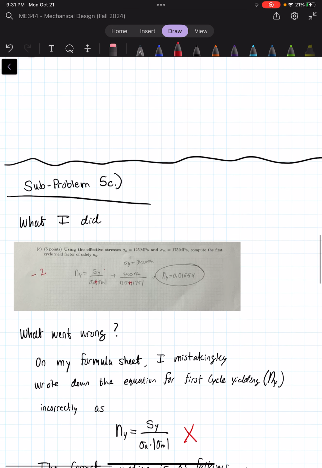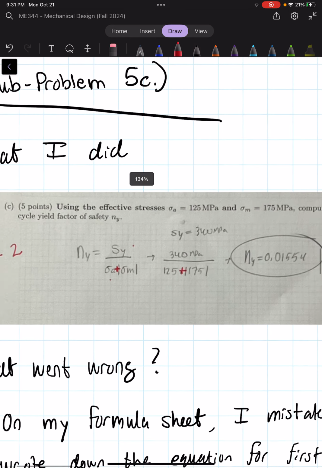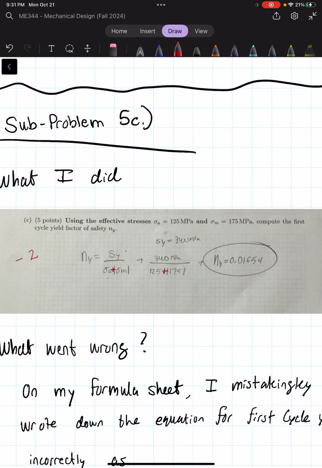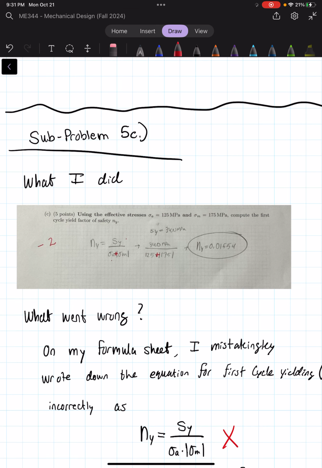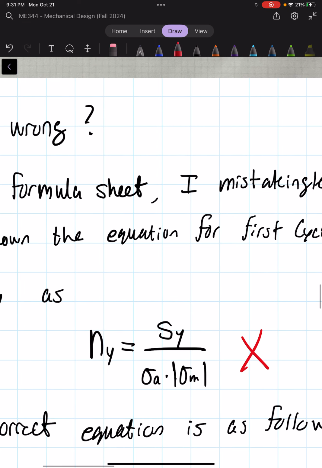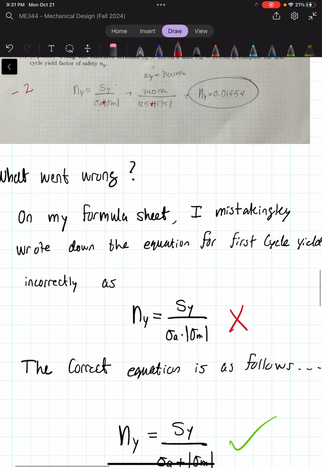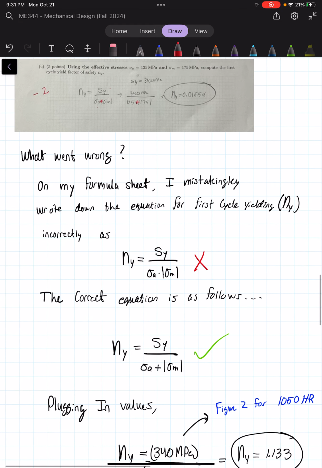The next subproblem I wanted to rework was problem 5C. This one was just the first cycle yielding problem, given sigma A, sigma M, and SY, which was found in the figure for 1050 hot rolled, I believe, to be 340 MPa. I must have written down the equation on my equation sheet incorrectly, because I checked it, and this is what I had, with the product of sigma A and sigma M on the bottom. However, after reviewing the notes, I have concluded that this indeed is the correct equation.